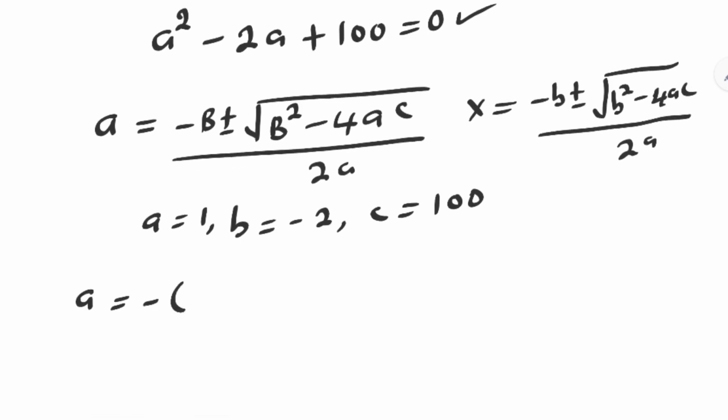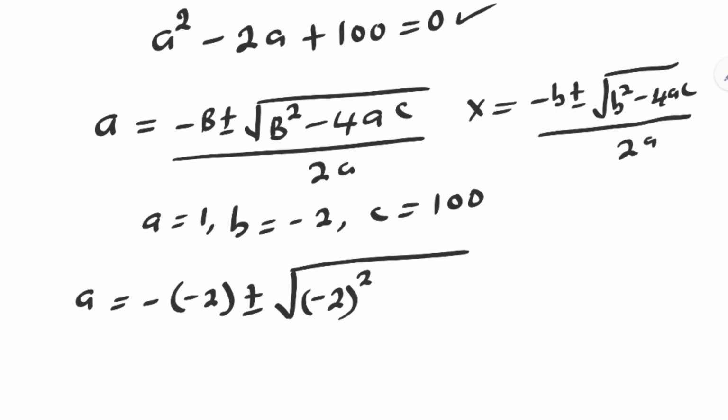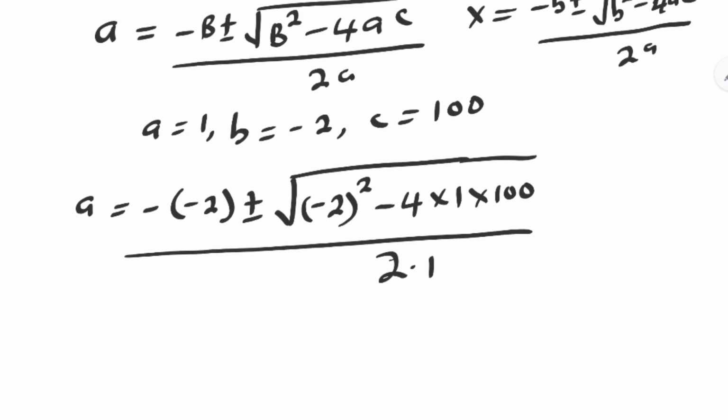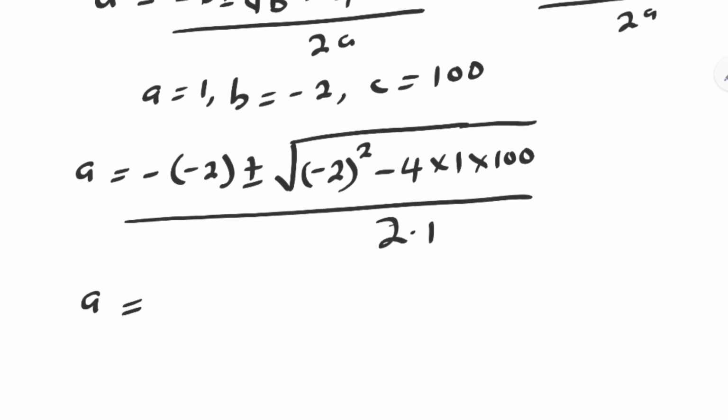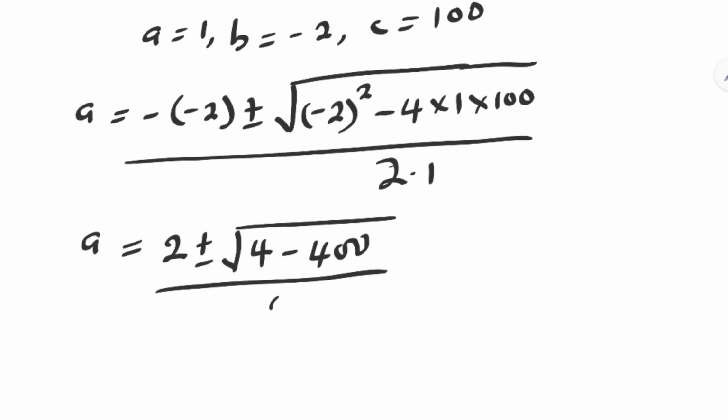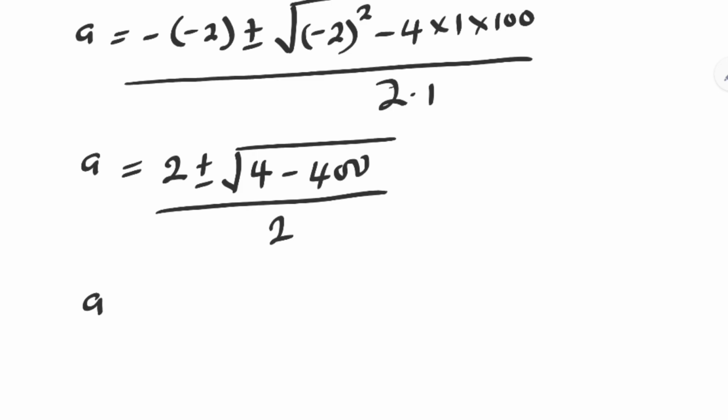a is equal to minus bracket minus 2, plus or minus square root of minus 2 square minus 4 multiplied by 1 multiplied by c, which is 100, all over 2 multiplied by 1. a is equal to minus times minus 2, this is plus 2, plus or minus square root of minus 2 square, that is 4, minus 4 multiplied by 1 multiplied by 100, that is minus 400, over 2 multiplied by 1, which is 2. a is equal to 2 plus or minus square root of 4 minus 400, that is minus 396, all over 2.